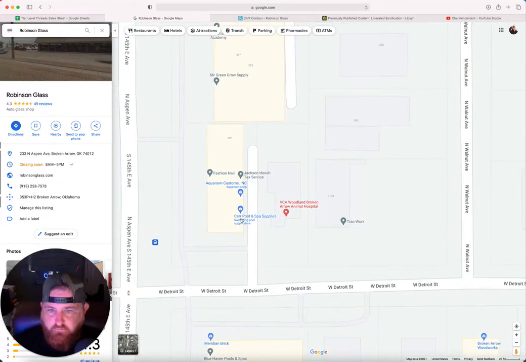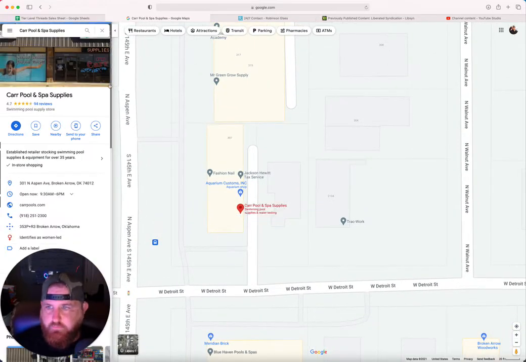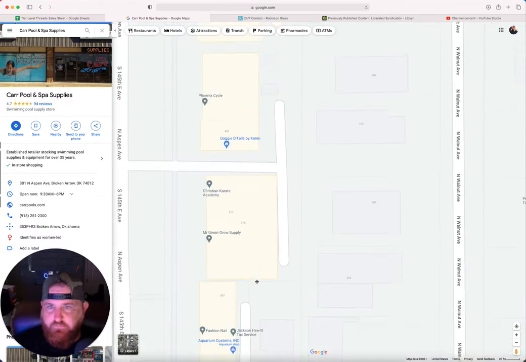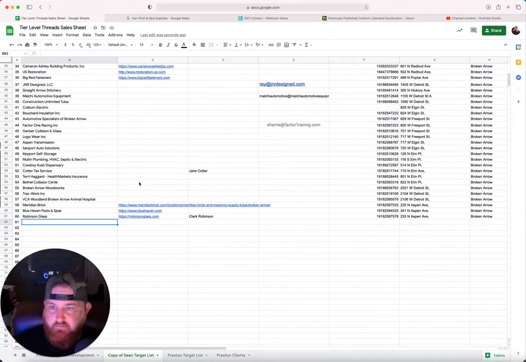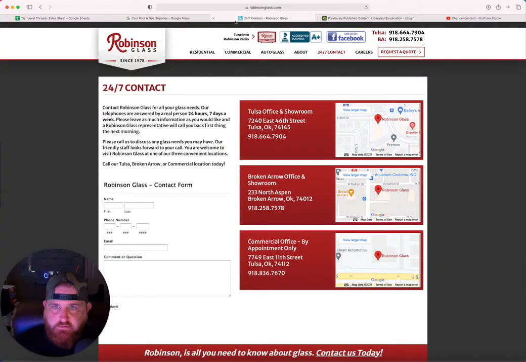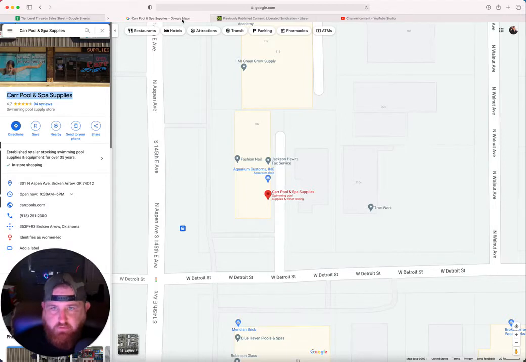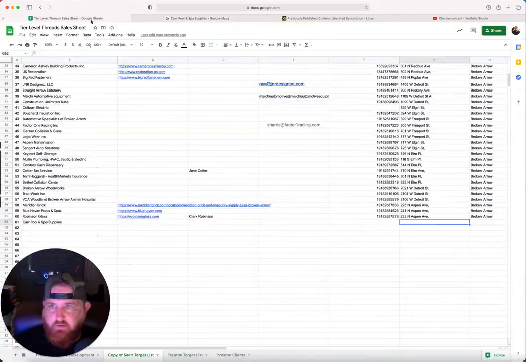So we're going to go over here. This is called Carpool and Spa Supplies. I know there's actually a screen printing shop right in this area, but at the same time, I buy all my pool supplies there. I've been in there multiple times, so why not try to build a relationship? It's okay if they're using somebody else and they're happy. Just say, hey, we'd love to earn an opportunity to print for you sometime. If there's any work that you need, something small, you just want to see how we do business, we'd love for you to give us a try.